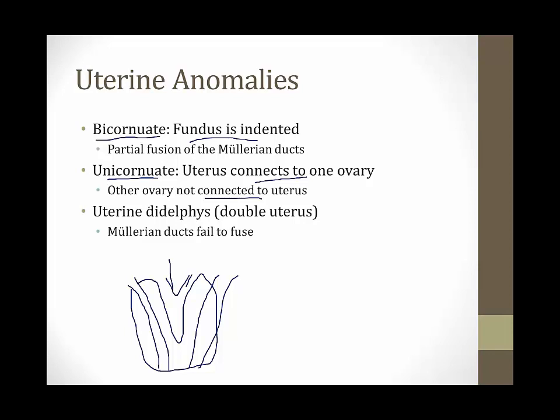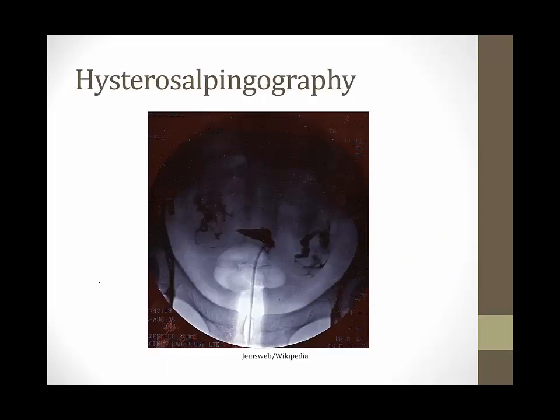And then finally, there's a condition called uterine didelphys, or double uterus, where the Mullerian ducts fail to fuse whatsoever, and there are basically two separate uterus structures. So there's one on one side that goes over to one fallopian tube, another on the other side, and they're not connected at all by any tissue in the middle. And the way these conditions are usually diagnosed is by what's known as hysterosalpingography. This is where you inject dye into the uterus and you see the shape of the uterine cavity. That's what's shown here on the screen.